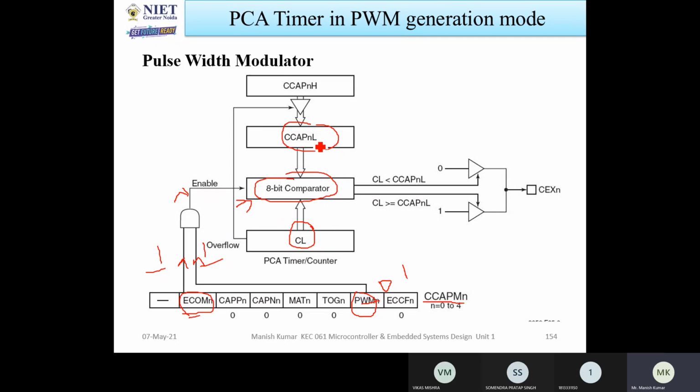Why is it only the lower byte? Since it is an 8-bit comparator. What will we do with the 8-bit comparator? We can compare only 8 bits, not 16 bits. That's why we are going to define the capture compare module registers CCAPnH and CCAPnL, CL and CH. So that CL and CCAPnL are compared with the 8-bit comparator.